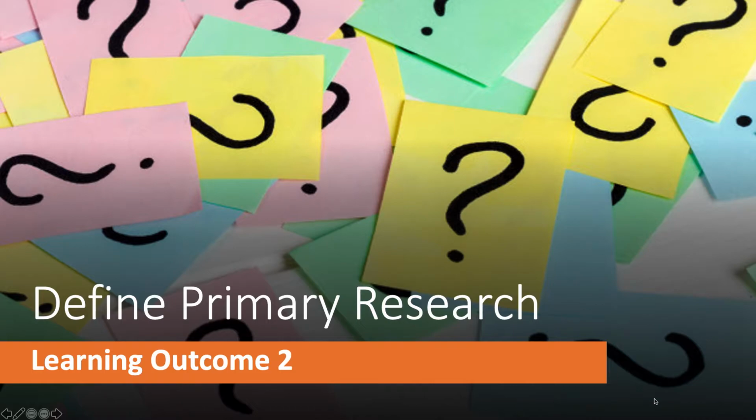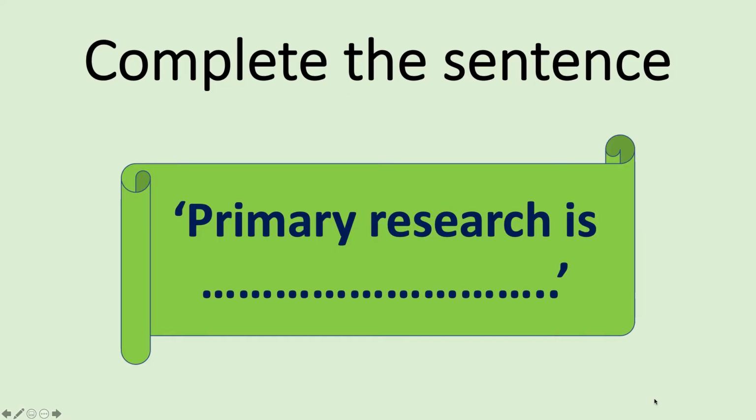So now let's move on to defining what primary research is, which is our second learning outcome for today. What I would like you to do is just take a moment to complete this sentence. So you might want to pause the video and then write down in your notebooks what you think primary research is. So complete the sentence: primary research is.